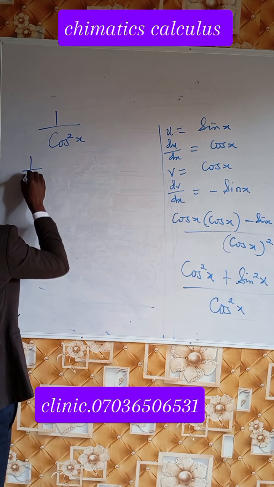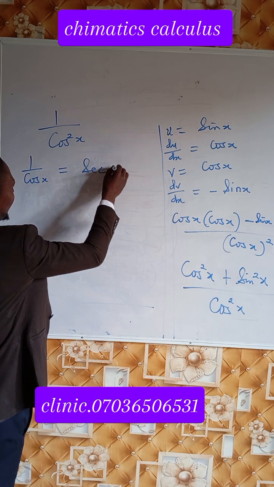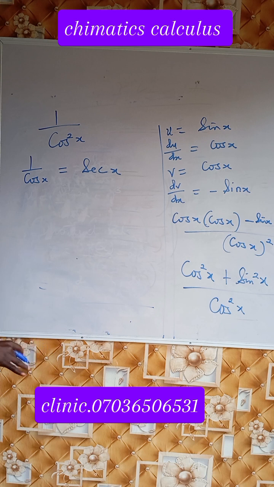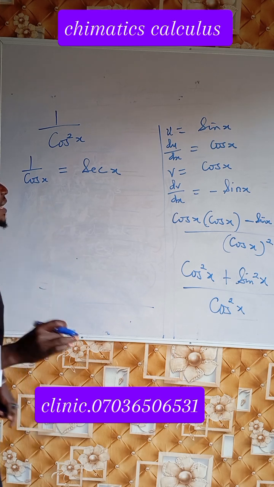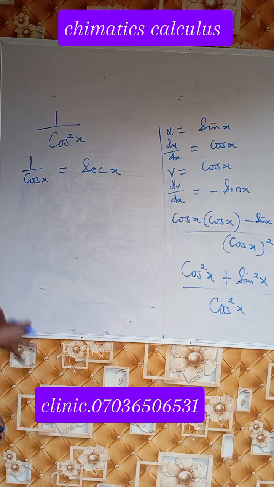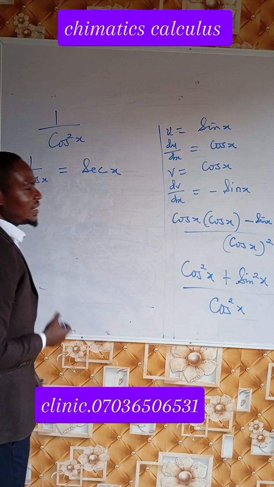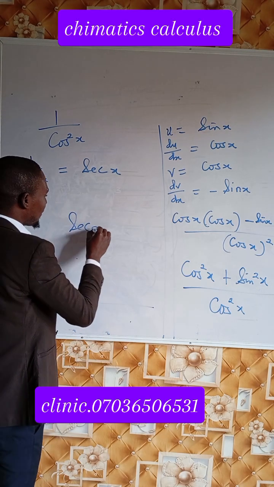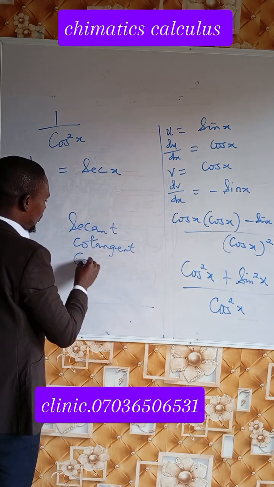What do I mean by sec x? Secant. Remember, we have 6 trig functions: sin theta, cos theta, tan theta, cot theta, sec theta, and cosec theta. So this one is sec theta, meaning secant. Cot is cotangent. Let me write them down: secant, cotangent, and cosecant.